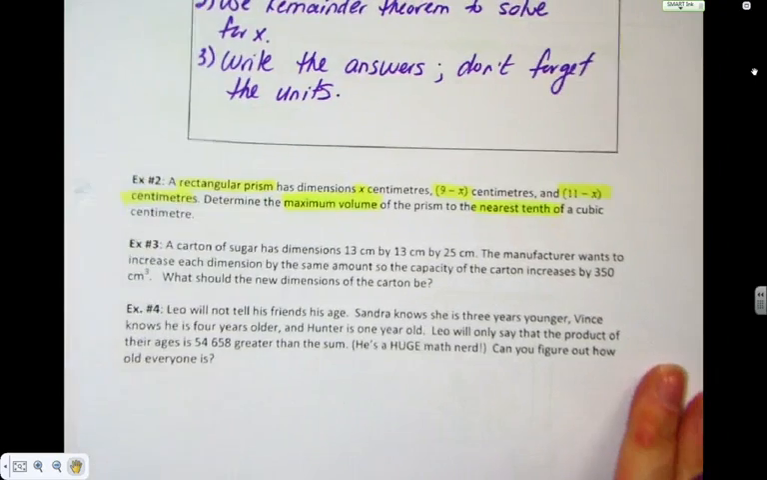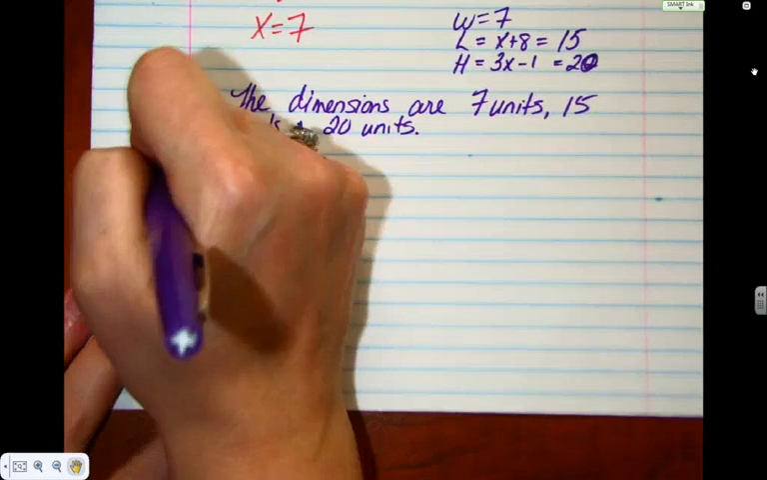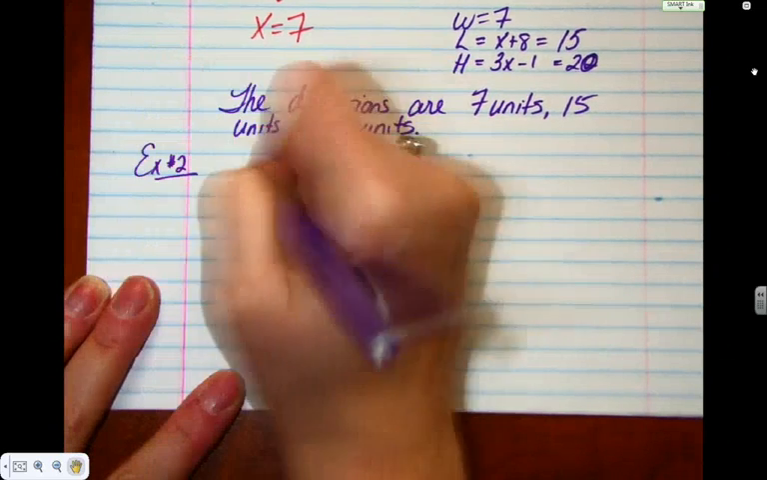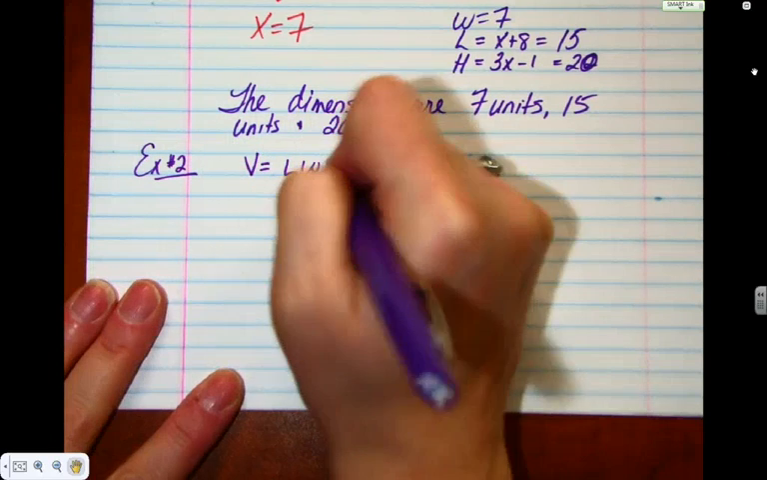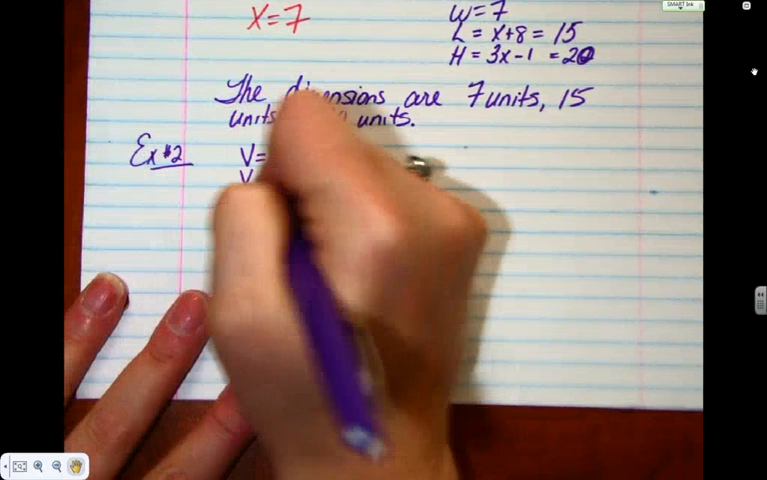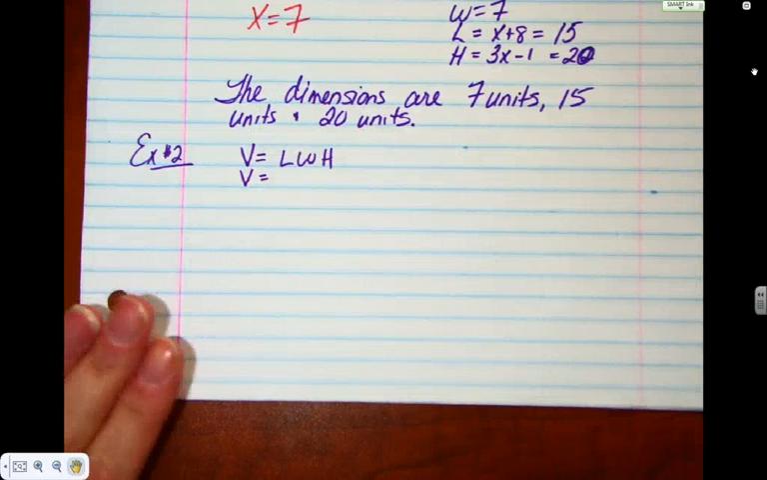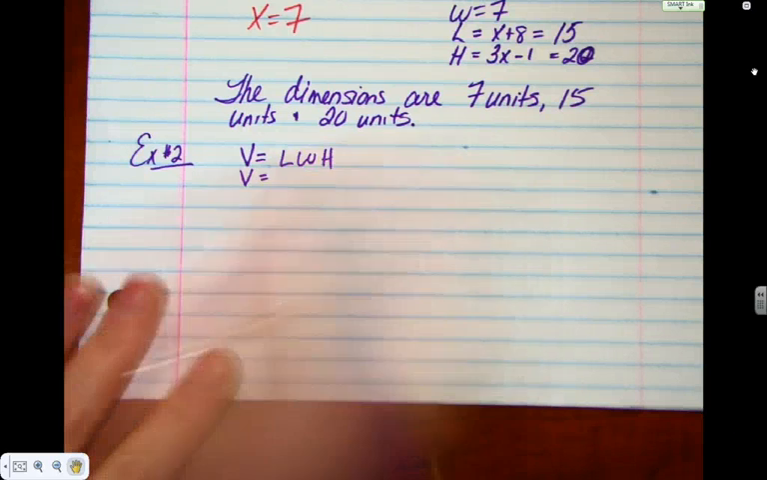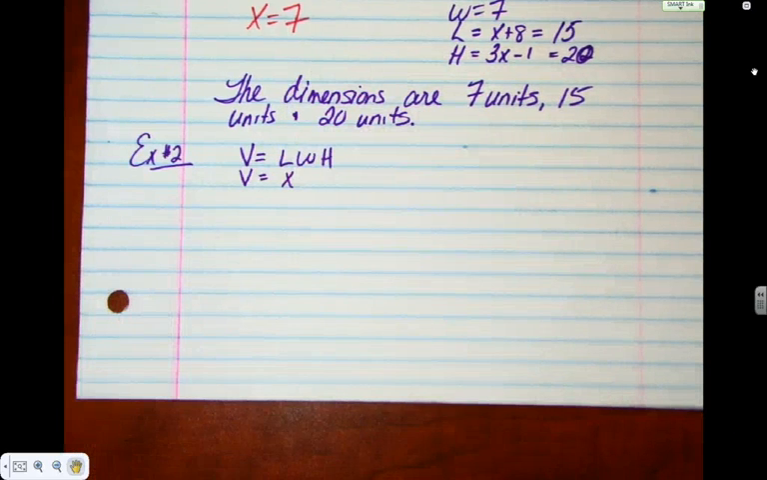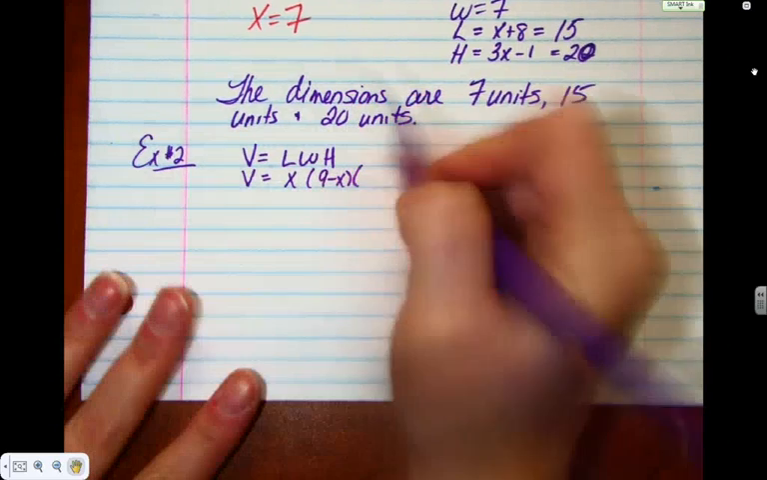Okay, so let's follow the steps that you guys wrote. Step number 1. Okay, length times width times height. Volume we don't know this time. Do we have the length? Yeah, do we know specifically if x is the length or width or height? We don't care. The second dimension? And the third?